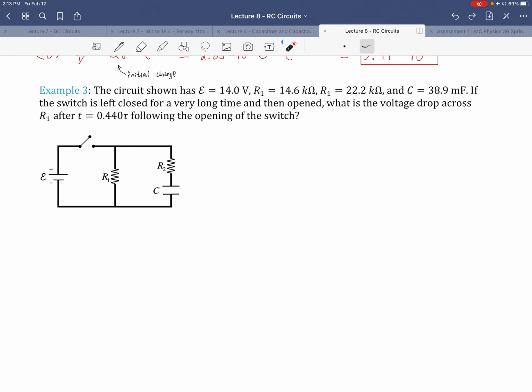Well, that means after a time that is 44% of tau. So after about half a time constant worth of time, following the opening of the switch. All right, so let's work it out.